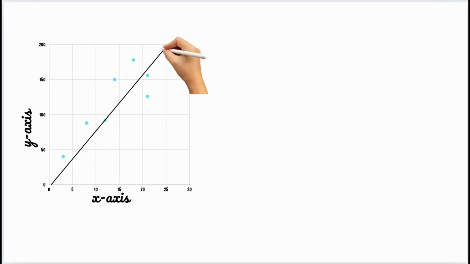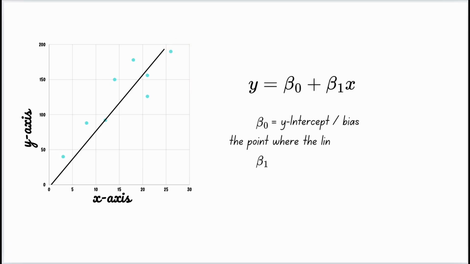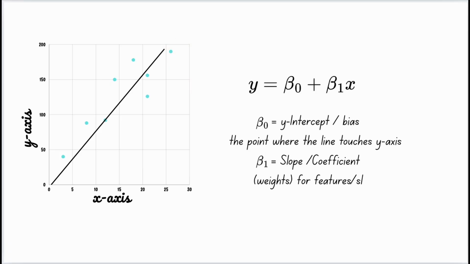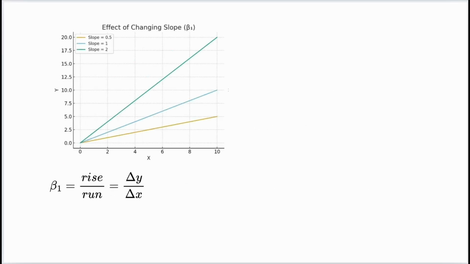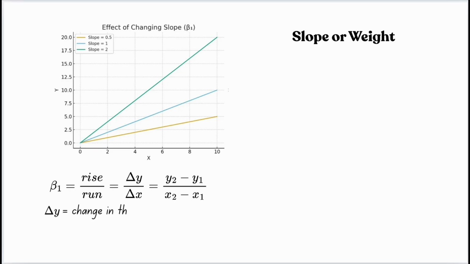Mathematically, this line is represented as y equals beta naught plus beta 1 x, where beta naught is the intercept and beta 1 is the slope. The slope is simply rise over run: how much the line rises up or down for each step we move to the right. Sometimes slope is also called weights. It is measured as the change in the dependent variable over the change in the independent variable.